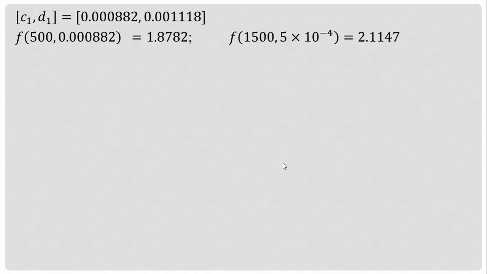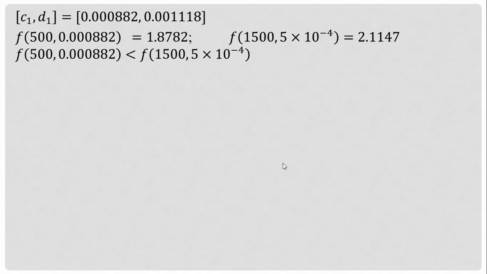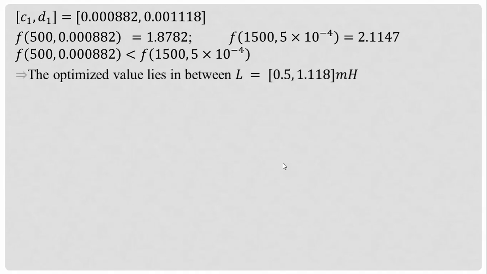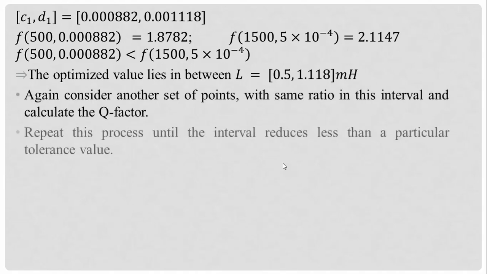Calculating them, C1 and D1 will get the values over there, and finding their function values will be given like this. So f of C1 is less than f of D1. Okay. So which means the optimized value lies in between C0 comma D1. So again, we'll consider the same process, same ratio, and we'll repeat the process until the interval is reduced to the tolerance value.